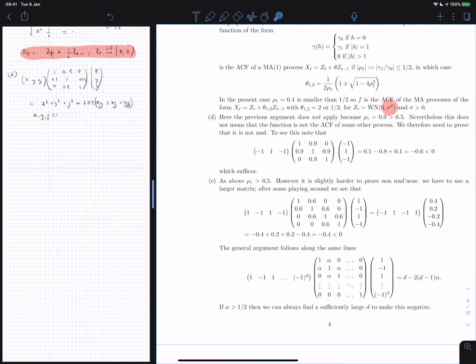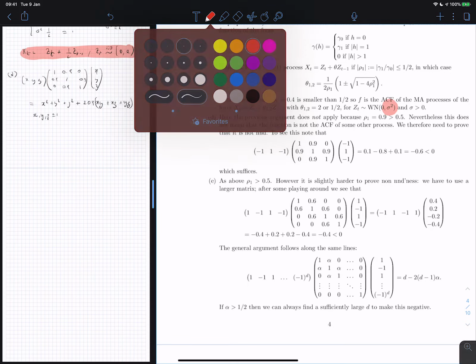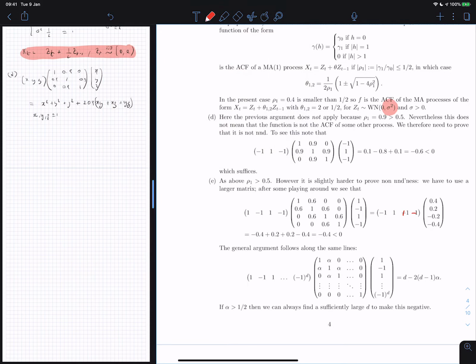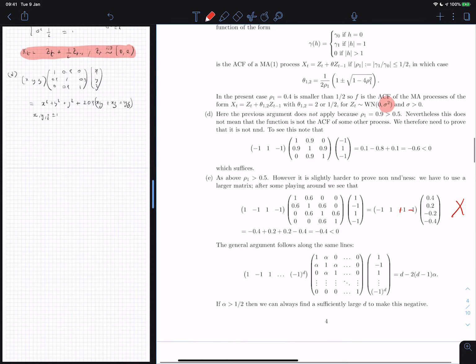I have a question. Yes? Why did you change the vector after the equality? Because it is 1, minus 1, 1, minus 1, and after it is minus 1, 1, minus 1, 1. And that's most certainly a typo. Okay. Because I think this result should be positive, the example you gave. No, I'm not sure. Yes, I tried it. Normally it's positive. No, you're lying. I'm going to use my authority here and say you're wrong.